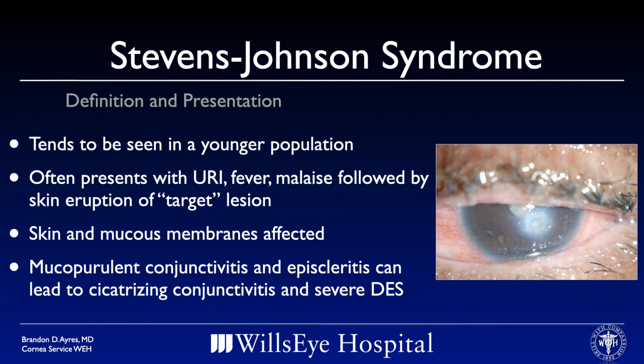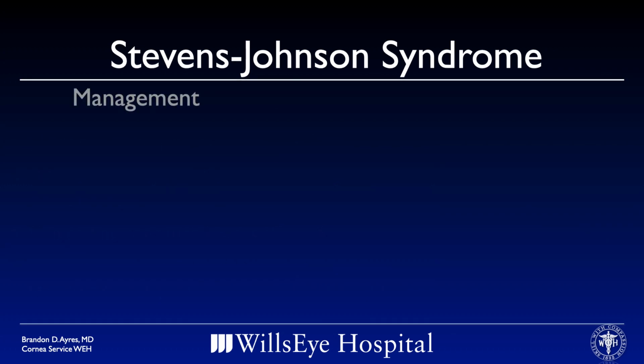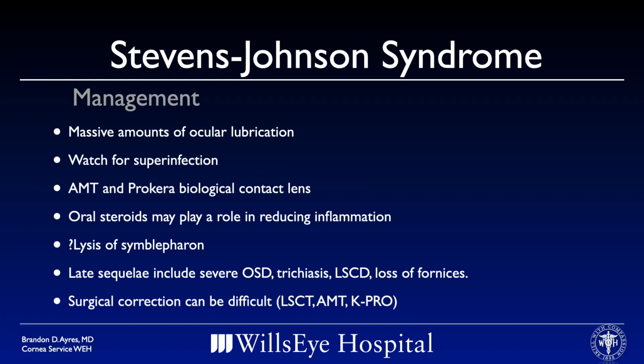Oftentimes we try to lyse the symblepharon or use symblepharon rings, or now we use a lot of the self-retaining amniotic membranes, trying our best to keep a fornix and keep the eye healthy while the eye weathers the storm. So massive amounts of lubrication. You have to watch for superinfection because you can get epithelial breakdown. The AMTs and the name brand, the ProKera, which is the self-retaining amniotic membrane, can be very, very helpful as they act as both anti-inflammatories and like a symblepharon ring. Steroids may play a role in reducing the inflammation, and we do often try and lyse the symblepharon if we can.